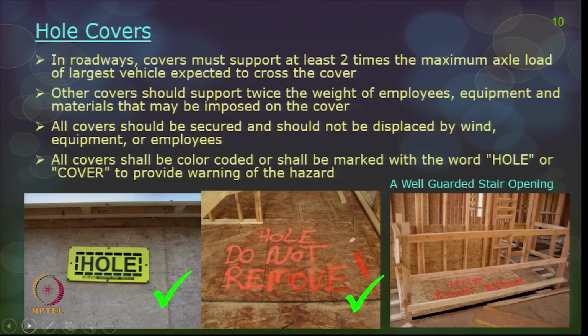Other covers should support twice the weight of employees, equipment and material that is supposed to pass over the cover. These covers should also be secured, so they are not displaced by the movement of people, wind or equipment. All these covers should be brightly color coded and clearly marked as a hole cover, maybe with a warning such as "Hole cover, do not remove." There are a lot of ways of warning workers passing by that this is not a normal regular floor and that a hole cover is laid over there.